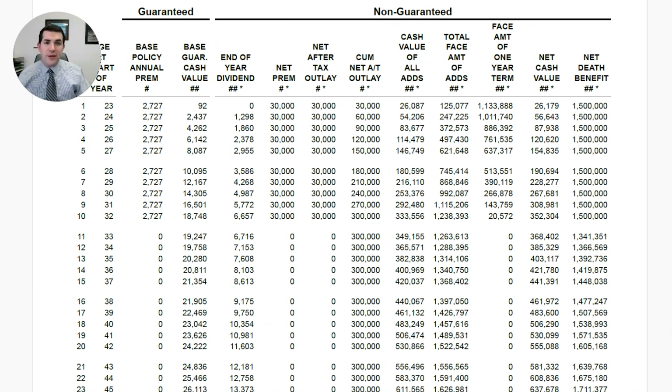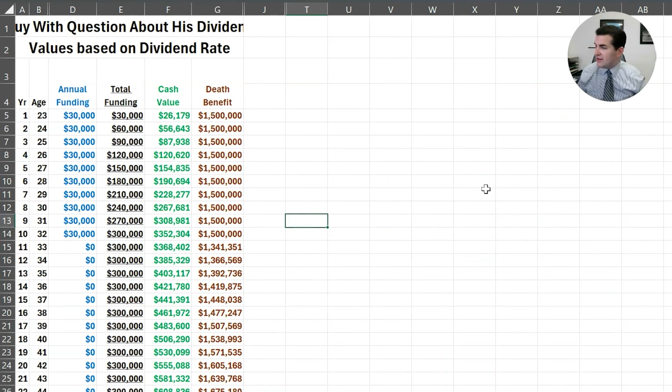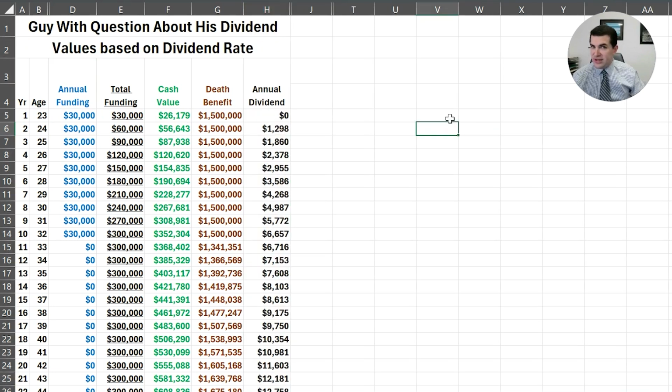Here's how we'd like to make it more transparent. We've got the same illustration we just looked at, but it's on Excel. So now we've got the annual funding, $30K per year. First year cash value, second year cash value. Okay, that's great. Here we go. Here's the dividend column. There's the number we just saw, $12.98 in year 2. Watch this.